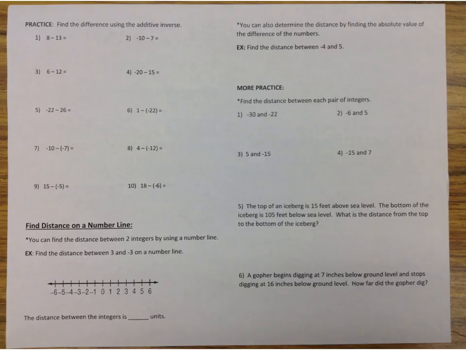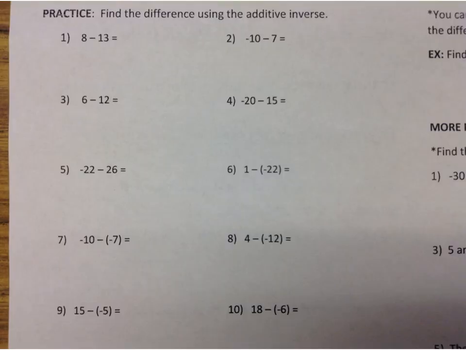Flip the page. Make sure you have these notes in front of you. Let's do some practice. Find the difference using the additive inverse. So number one, we can go ahead and start by drawing a number line, and I'm starting at 8. So I'm going to put a dot at 8. 8 minus 13. Now if I'm subtracting 13, I'm going to go to the left 13 spots, and I'm going to end up at negative 5.